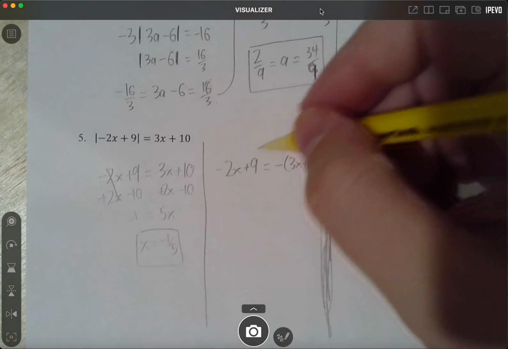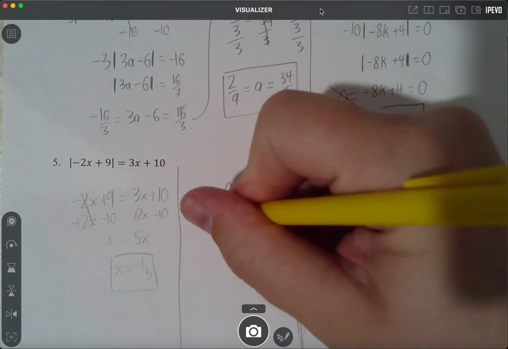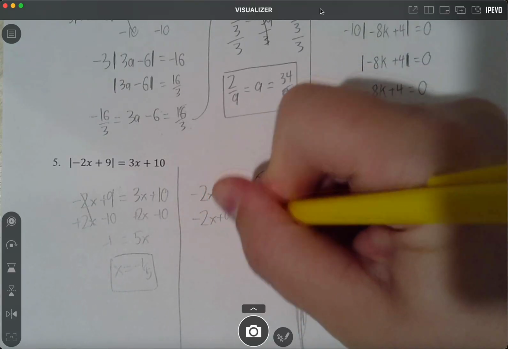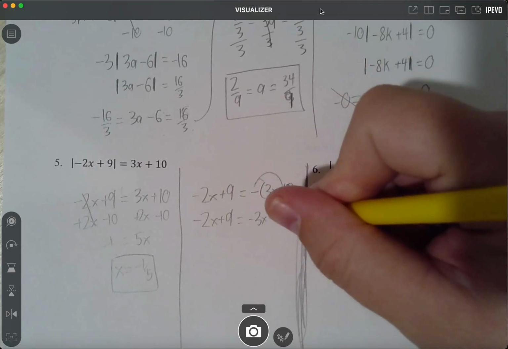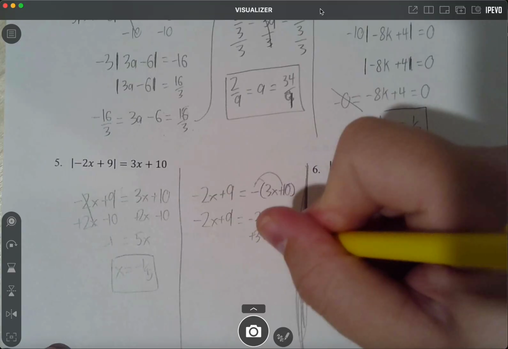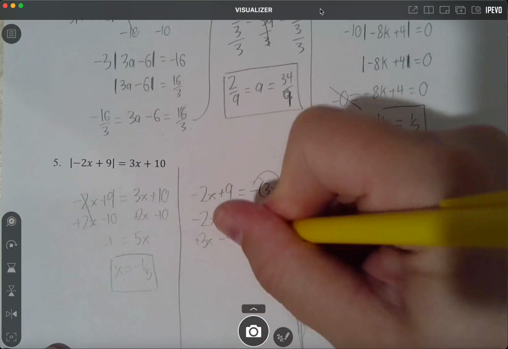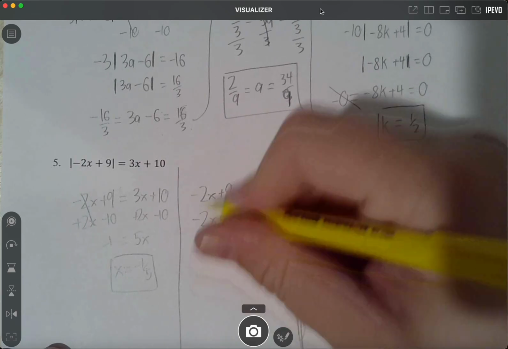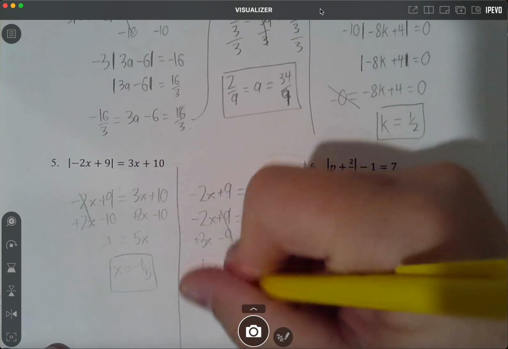All right, for our other equation, we're going to distribute that negative, which would be negative 3x minus 10. Now to solve this, I'm going to add the 3x to the other side because it keeps the variable positive. I'll subtract the 9 at the same time. And it looks like I get x equals negative 19.